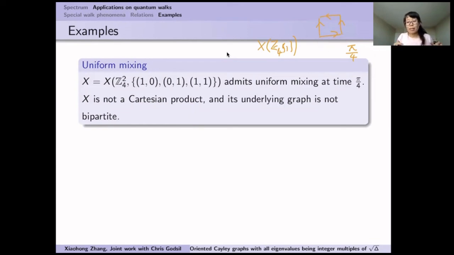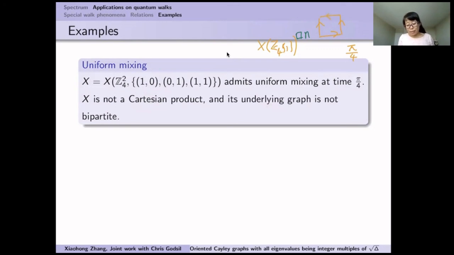And if we know how quantum walk behaves with the Cartesian product, we have a trivial family: take Cartesian powers of the four-cycle. They all have uniform mixing at time pi over 4. Let's check this example. This is an oriented Cayley graph. It also has uniform mixing at time pi over 4. But the important part is that it's not obtained through some Cartesian product with smaller graphs, and the underlying graph is not bipartite.